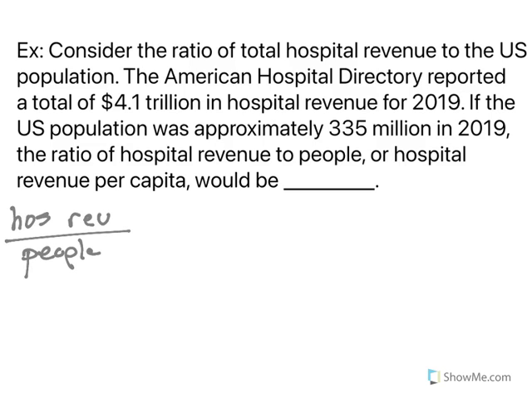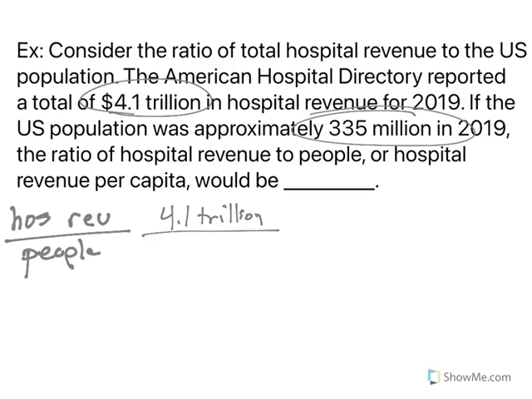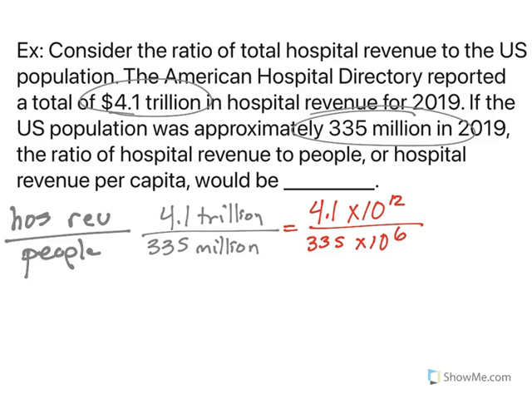So I oftentimes like to put this in words first. Okay, so hospital revenue goes on the top. 4.1 trillion over the population of 335 million. Now let's think through these numbers here. Okay, so I have trillion. So 4.1 times 10 to the 12th. Well, I also like to think I'm just going to keep 335 times 10 to the 6th. Now I can divide and play with scientific notation.